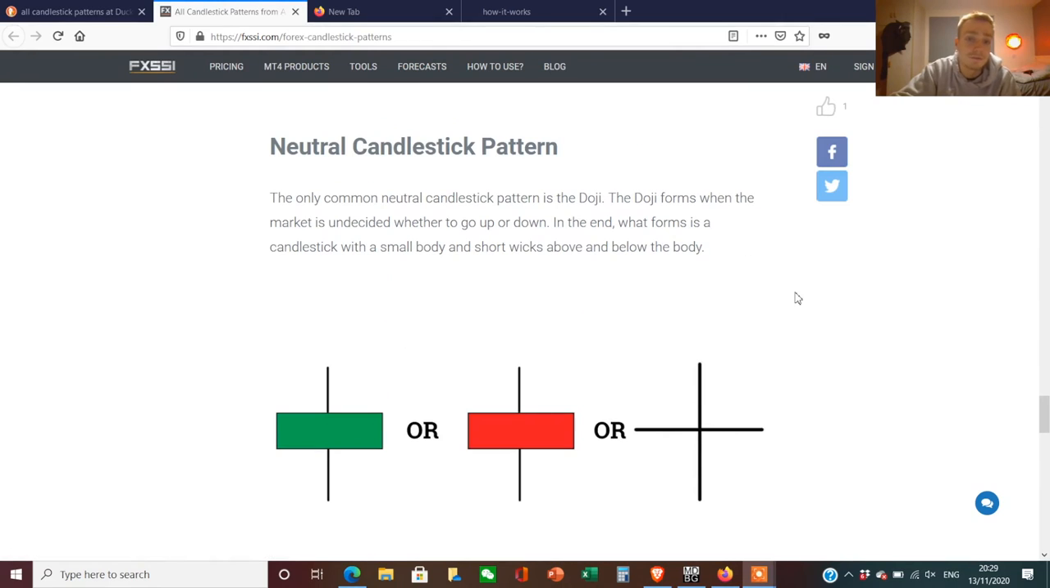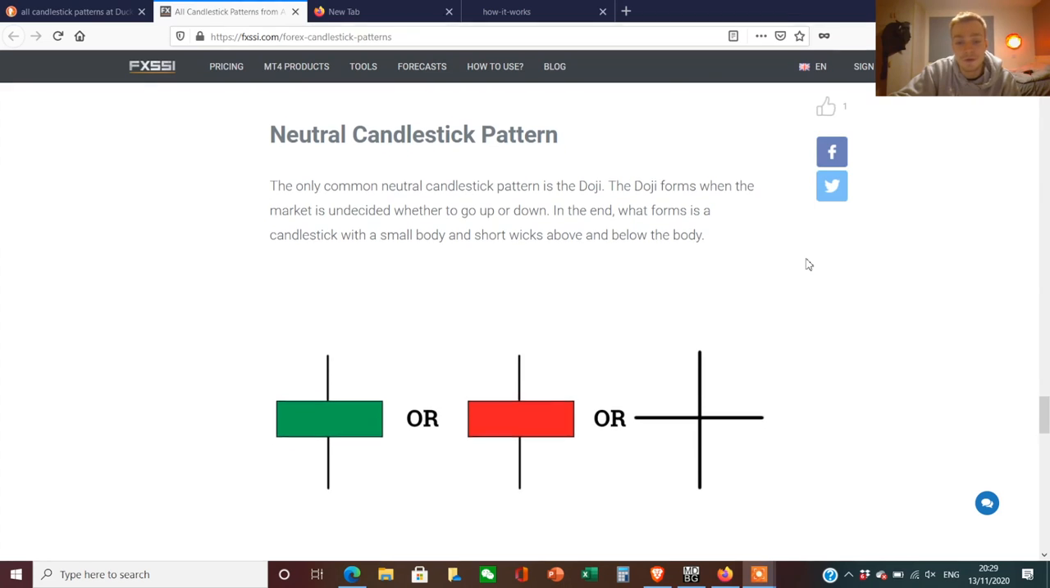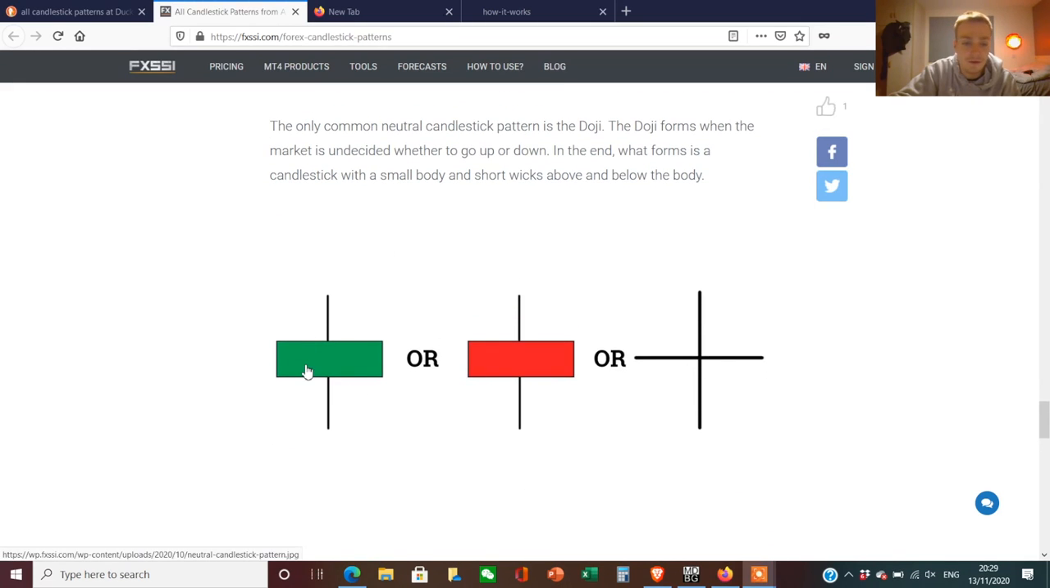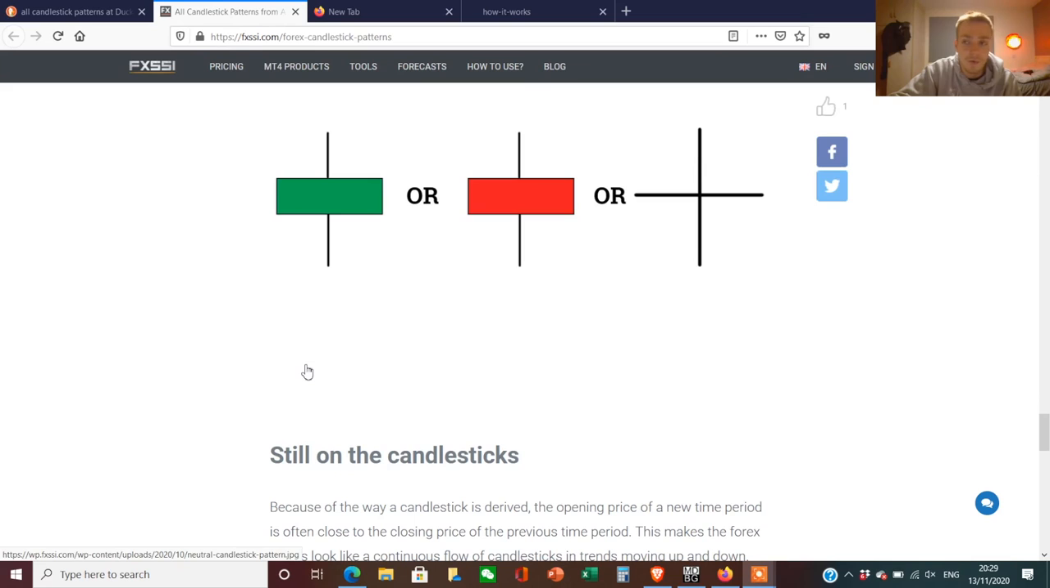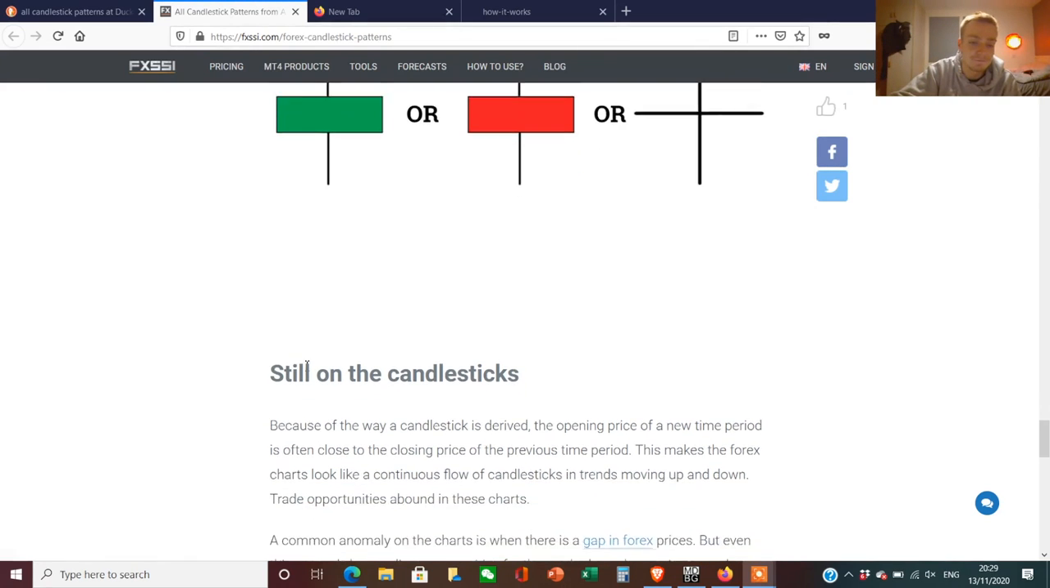The only common neutral candlestick pattern is the doji. The doji forms when the market is undecided whether to go up or down. In the end, what forms is a candlestick with a small body and short wicks above and below the body, so any of these. But these can never be seen in a vacuum because there'll be other candlesticks around and you have to analyze all of the information.